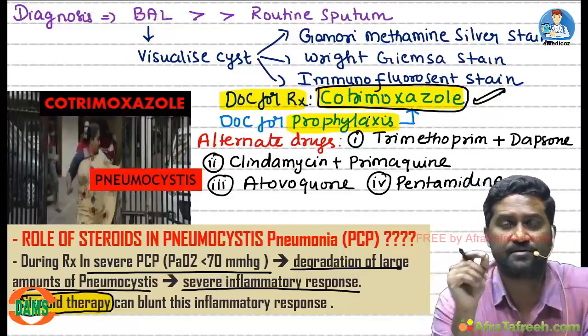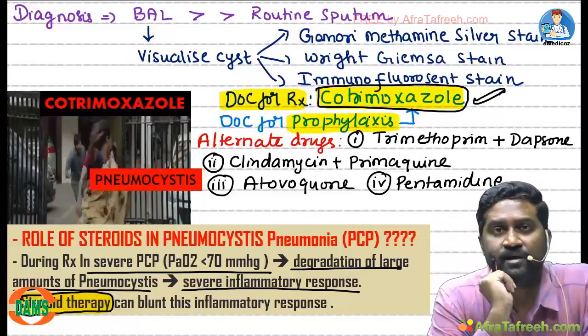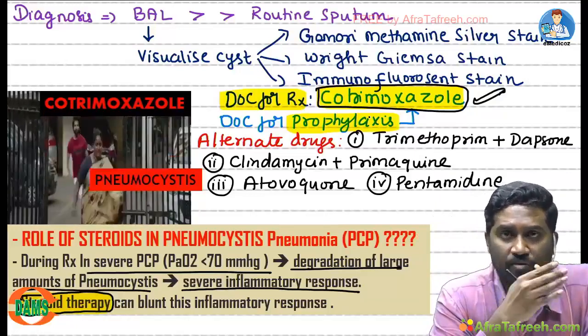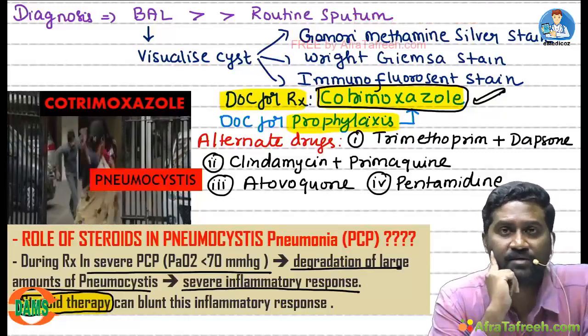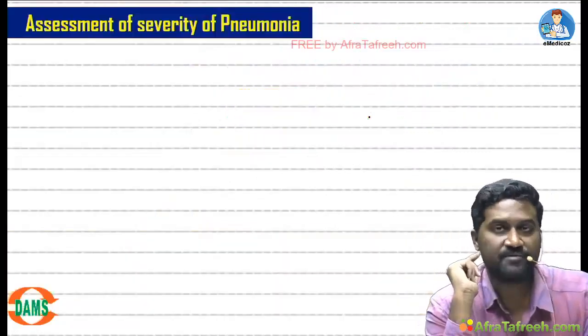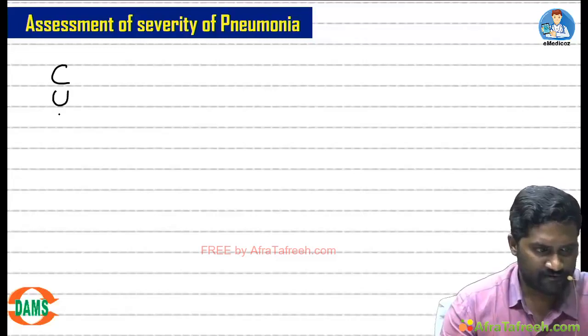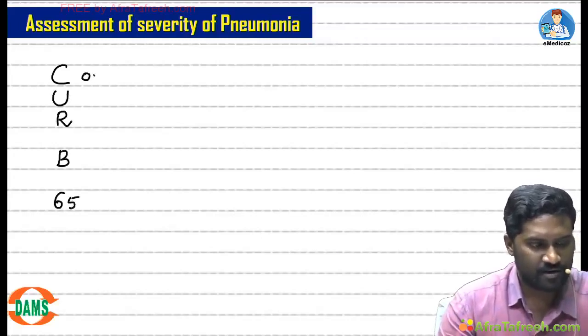Now there is a patient with pneumonia. He has come to your hospital. How will you assess the severity and decide whether to admit him, or send him home, or admit directly in ICU? For assessment of severity of pneumonia, there is a scoring system called CURB65. C stands for confusion.